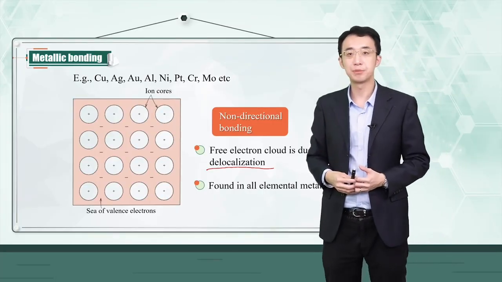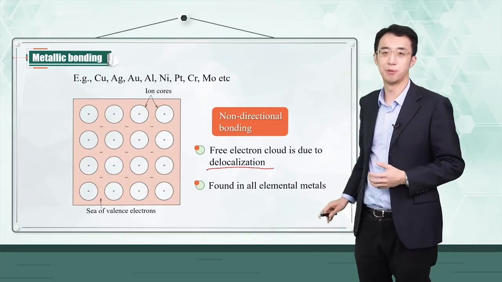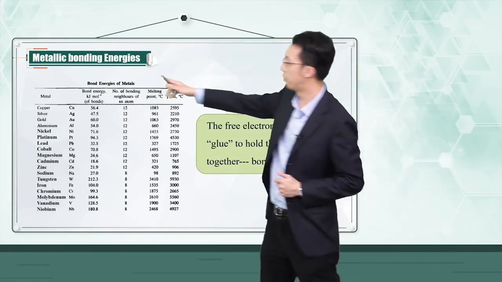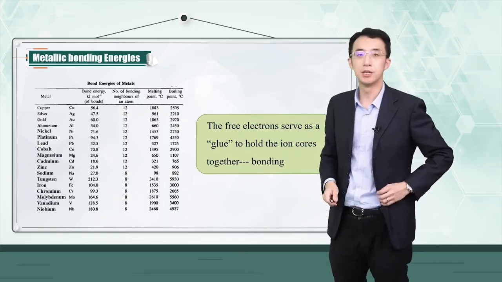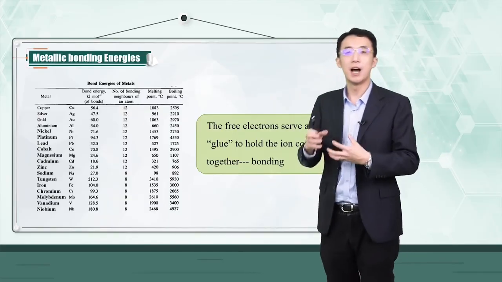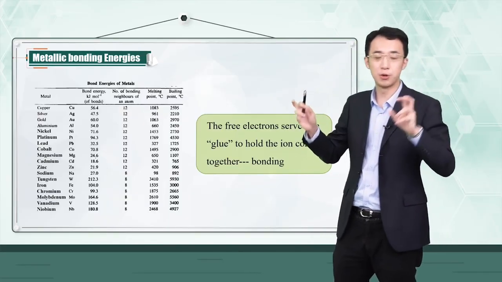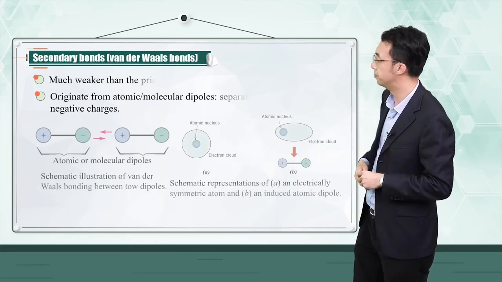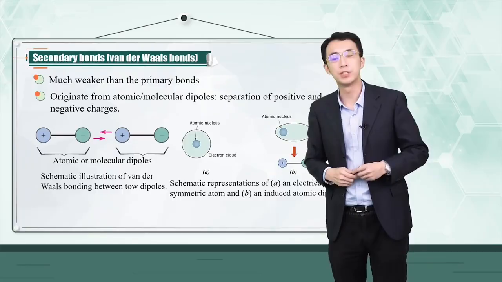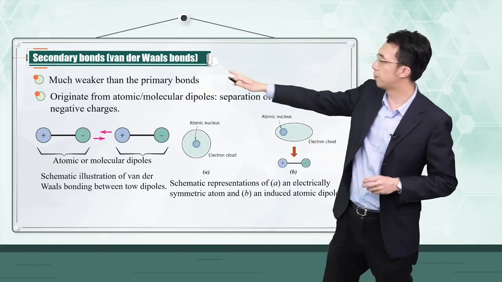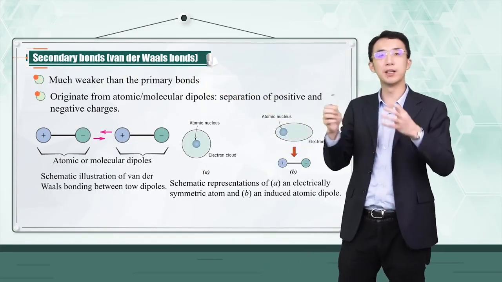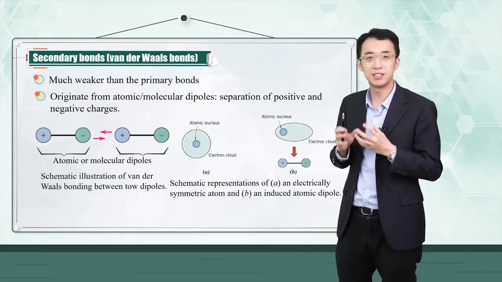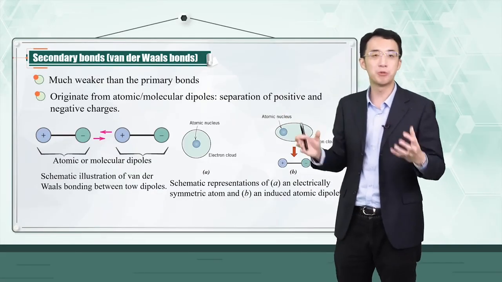Okay. The third type of primary bond for consideration is metallic bonding, where you have so-called free electrons. The outer shell electron is relatively free and it can be easily delocalized from the atomic core, so that it will flow across the entire crystal of your metal, forming this so-called free electron gas, making the metal conductive. And this is actually found in all elemental metals.